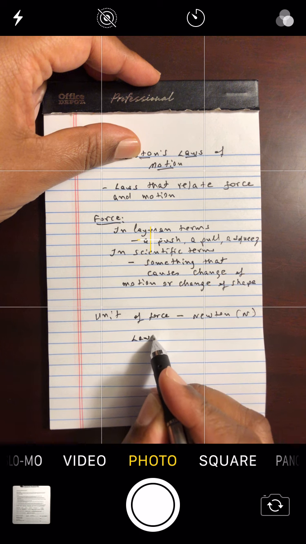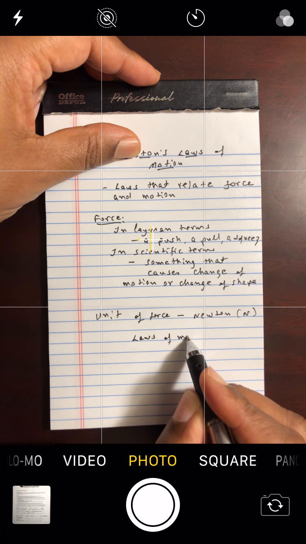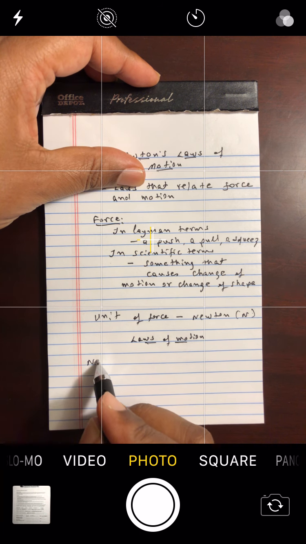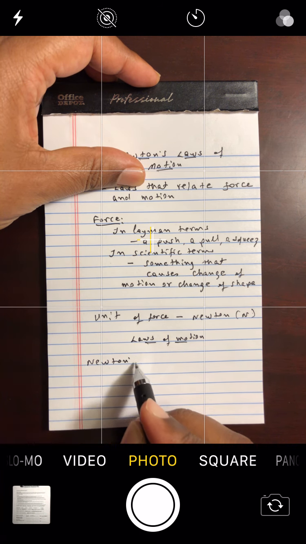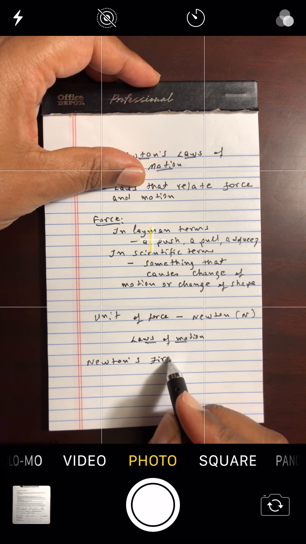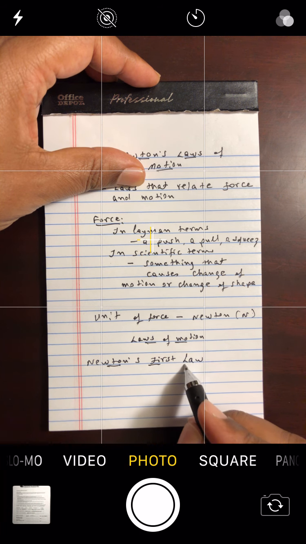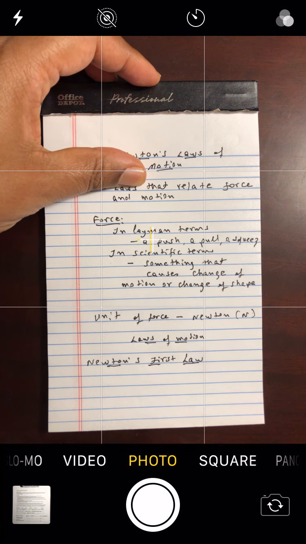So let's state these laws of motion. The first one is called Newton's first law. This law states what happens when there is no force acting on an object. That is, when the net force acting on an object is zero. When there is no force acting on an object, two things can happen. Either it remains at rest, or if it's already moving, it moves with a constant speed in a straight line.